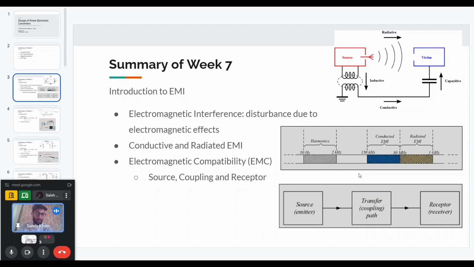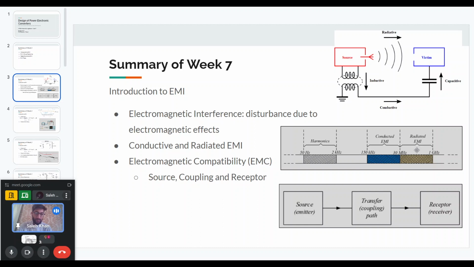So because of the parasitic components, there will be some more resonances happening at higher frequencies than the switching frequency, and then they will lead to conducted and radiated EMIs. Conducted EMI usually happens in the lower range of this frequency range that we see here, from 150 kilohertz to around 30 megahertz.